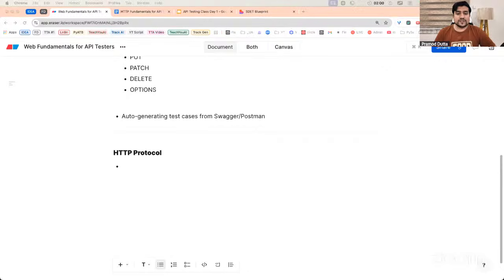The full form of HTTP is Hypertext Transfer Protocol, which means what we are transferring, especially in this case. We have to understand what you mean by hypertext. So you said, sir, hypertext transfer protocol.